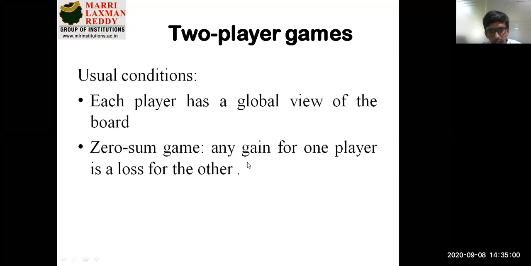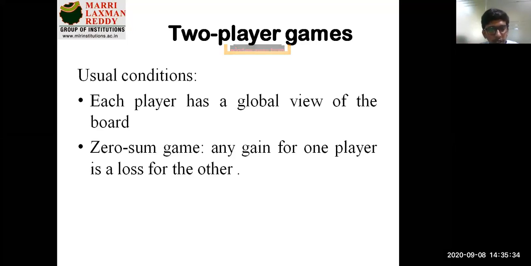If I am talking about two-player games, it can be a chess game or any other two-player game. They will have some initial conditions. The initial condition is that each player has a global view of the board. If I want to play a chess game, one person against another, you need to have an understanding of each and every piece. Any game, if you are talking about two-player games, you need to have a complete global view of the board or the system we are going to ensure.